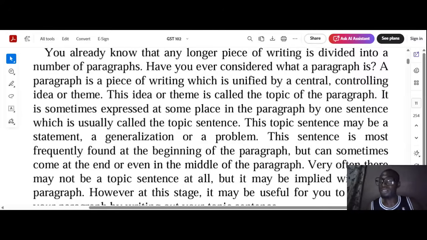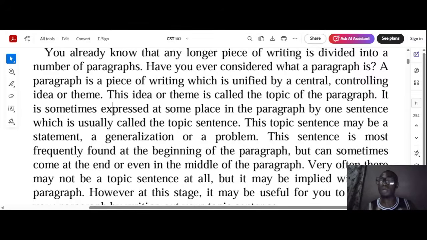And what is that unity? Where is it from? Or how did it come about? It comes about through a central controlling idea or theme. That idea of the paragraph is also known as the theme of the paragraph. So that idea is one controlling every other thing.